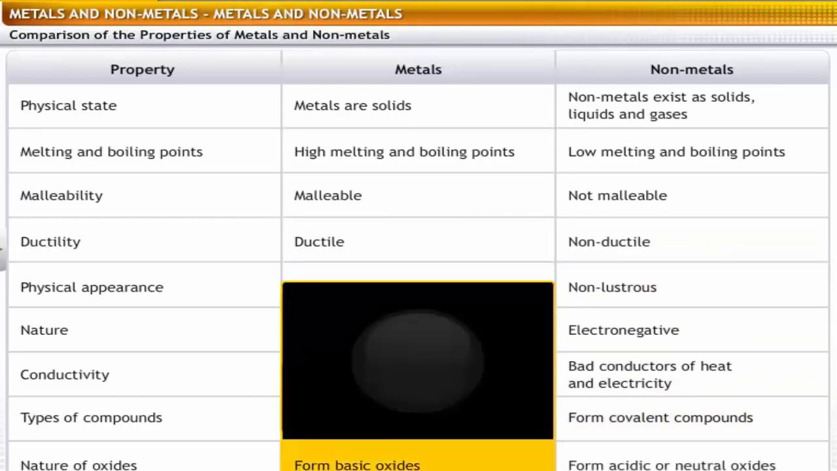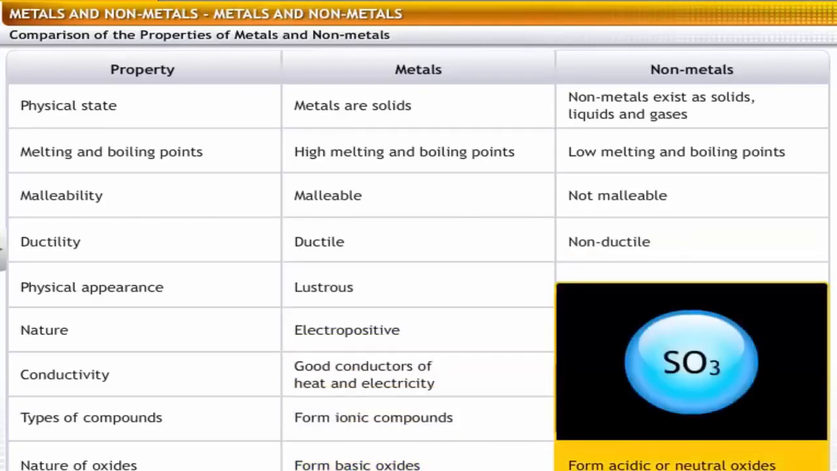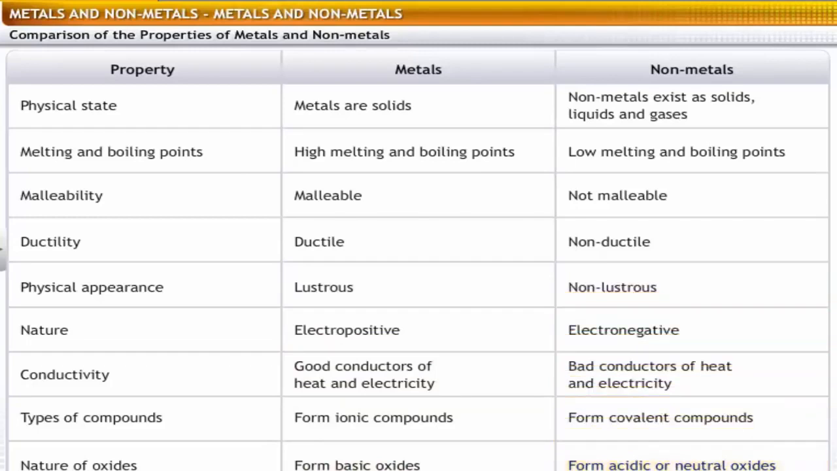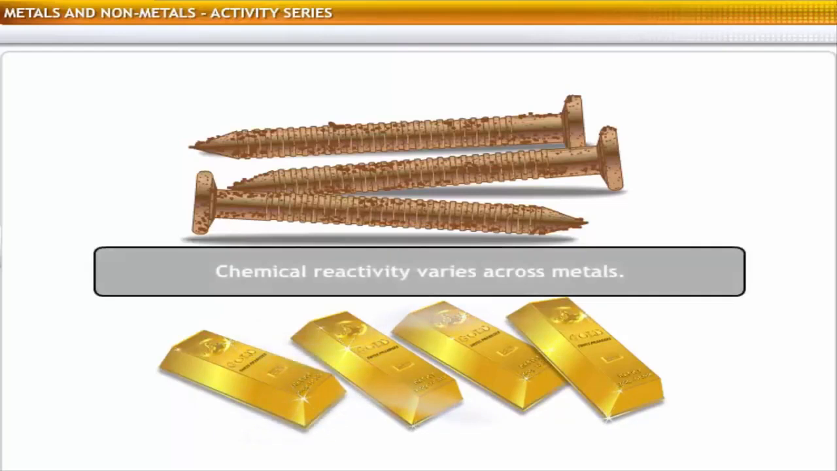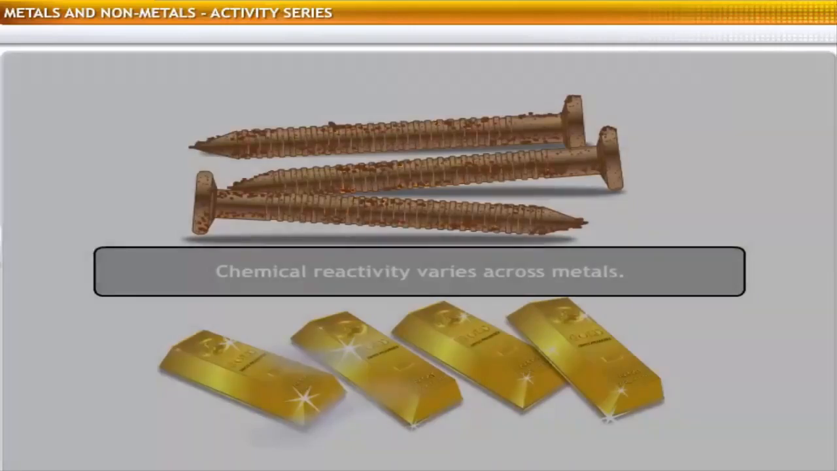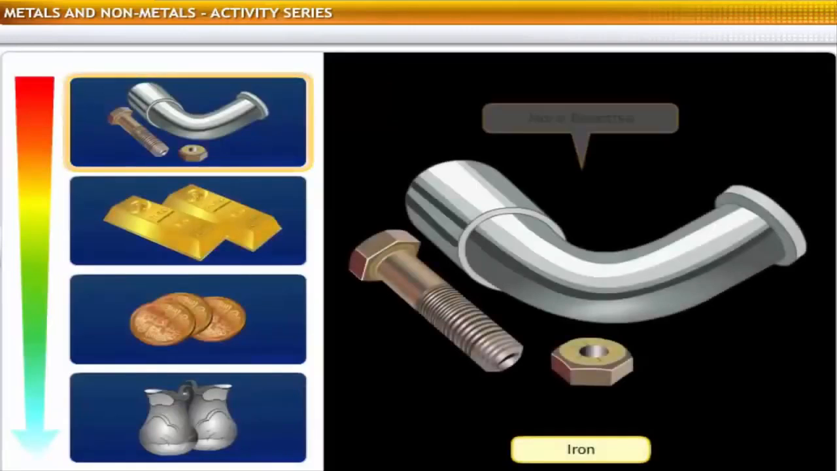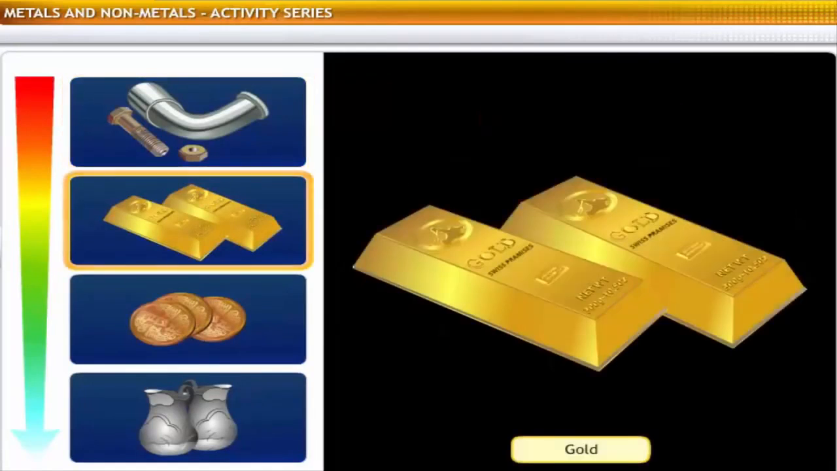Metals form basic oxides, while non-metals form acidic or neutral oxides. Gold never rusts, because unlike iron, it does not react with atmospheric oxygen. This is because chemical reactivity varies across metals. Scientists have arranged metals in a series based on their chemical reactivity.